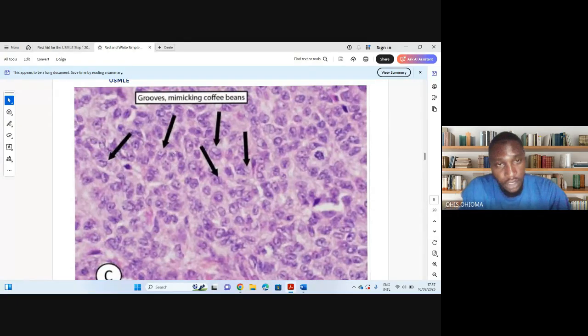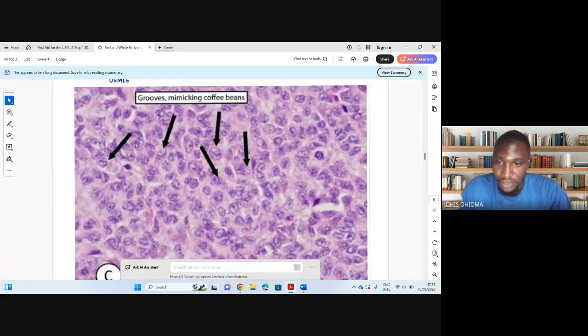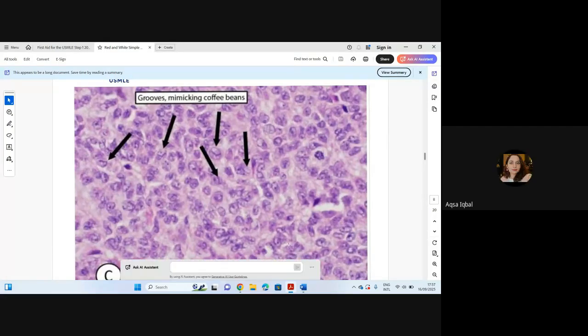Do you get what I'm trying to say? It looks like it, but it's not it. But then how do we differentiate it on the exam? Because coffee bean is going to look like coffee bean, and this looks like coffee bean too.